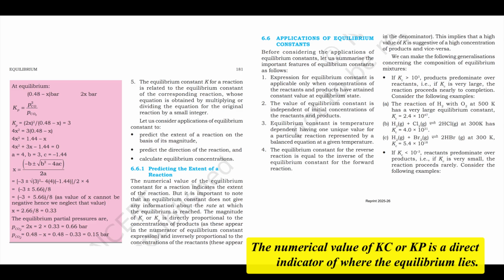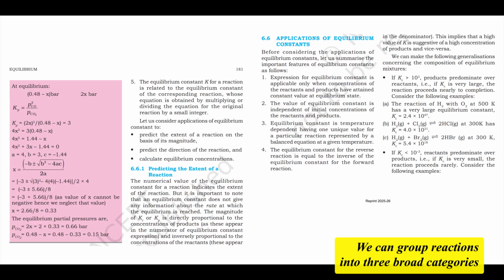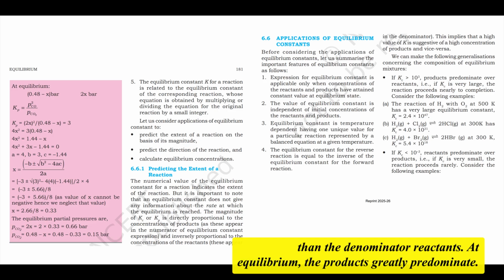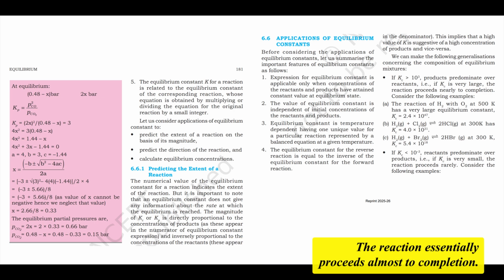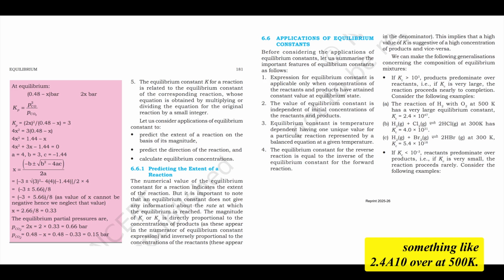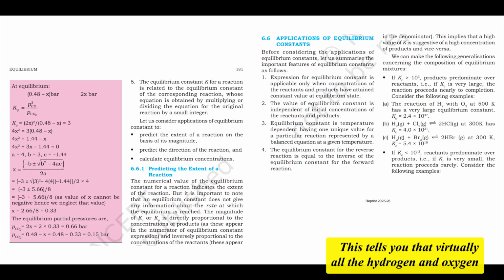The numerical value of Kc or Kp is a direct indicator of where the equilibrium lies. We can group reactions into three broad categories based on their K values. 1, if K is very large, say Kc greater than 10^5, this means the numerator in the K expression, the products, is much larger than the denominator, the reactants. At equilibrium, the products greatly predominate. The reaction essentially proceeds almost to completion. Think about reactions like the combustion of hydrogen, 2H2(g) + O2(g) ⇌ 2H2O(g). Its Kc is enormous, something like 2.4 × 10^47 at 500 K. This tells you that virtually all the hydrogen and oxygen will react to form water.